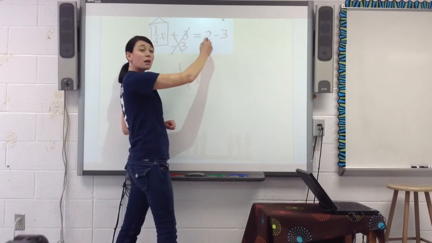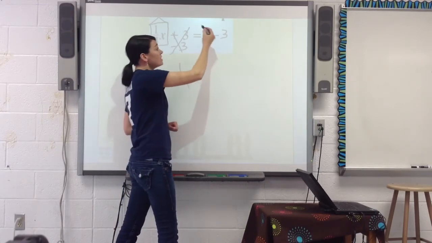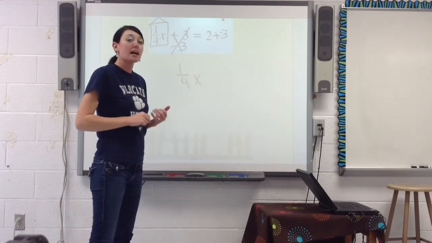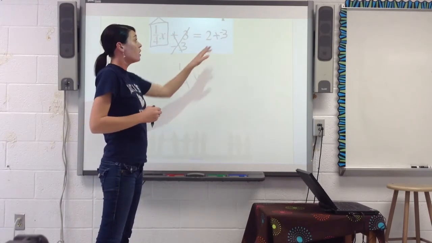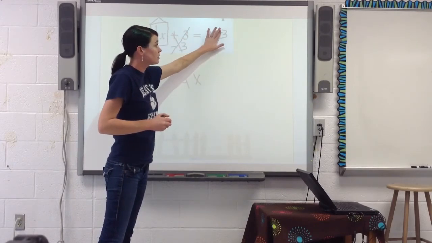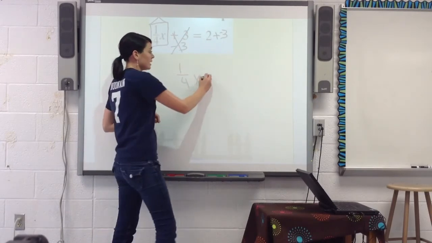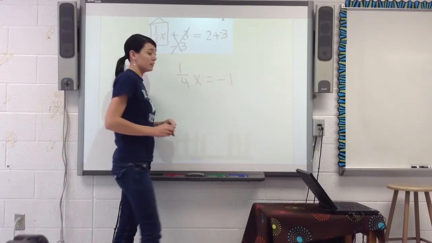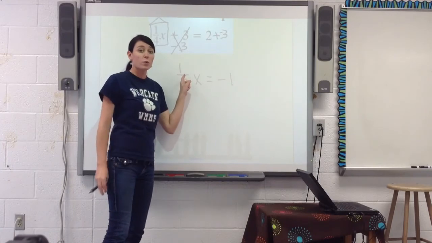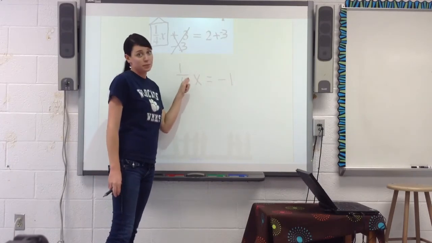Again, if you have a smaller number minus a bigger number, this is where we're going to do keep, change, flip. And we have unlike signs. Unlike signs, subtract this time. We're going to do 3 minus 2. Keep the sign of the larger number. 3 is bigger, so we're going to keep the negative. So we get -1.